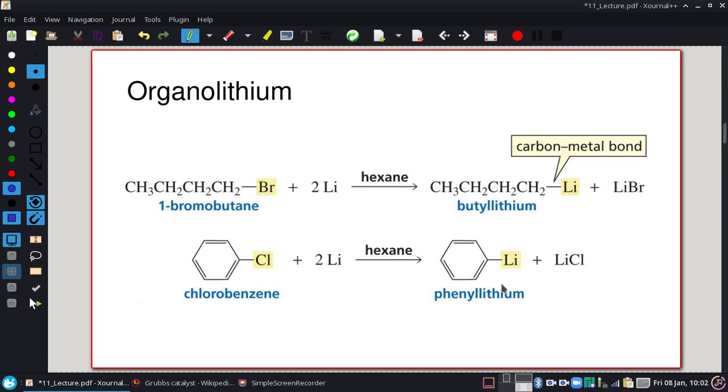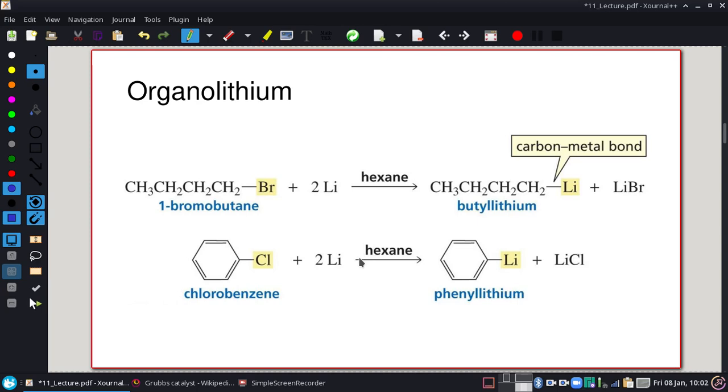But if we ever do need to make them, you can just take an organohalide, treat it with lithium, and you're going to get your organolithium. And it does it relatively easily, relatively safely. These are all kind of exothermic, so you have to watch out for that. But these are very easy reactions to do. Hexane is the solvent of choice.